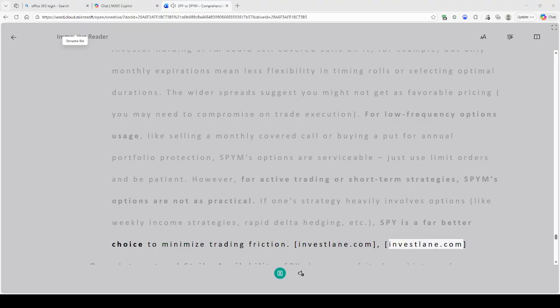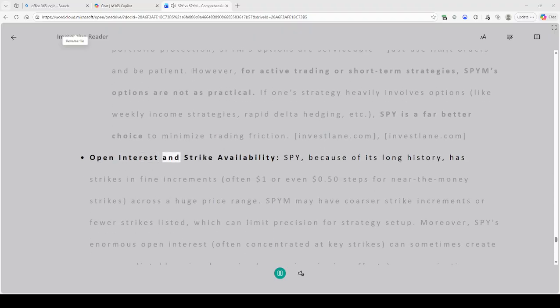Open interest and strike availability. SPY, because of its long history, has strikes in fine increments, often $1 or even 50-cent steps for near-the-money strikes, across a huge price range. SPYM may have coarser strike increments or fewer strikes listed, which can limit precision for strategy setup.